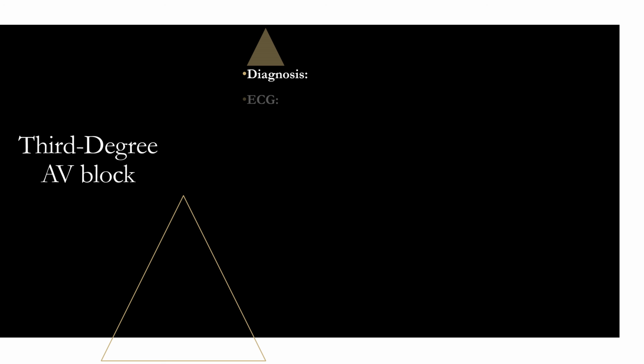Diagnosis. Let's talk about your ECG findings next. What's a third-degree block look like on an ECG? So I'm going to go over a few different things to look out for on an ECG in a third-degree block, but this first one is by far the most important. There will be a complete dissociation between the P waves and QRS complexes. This means that the atria and ventricles are beating independent of each other.